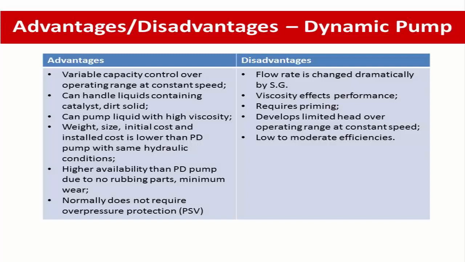Disadvantages of dynamic pumps: flow is changed dramatically by specific gravity. Viscosity affects performance, and a priming system is required. Develops limited head over the operating range at constant speed. Low to moderate efficiency only. So this is the difference between the dynamic pump and the positive displacement pump, and the advantages and disadvantages of each one.